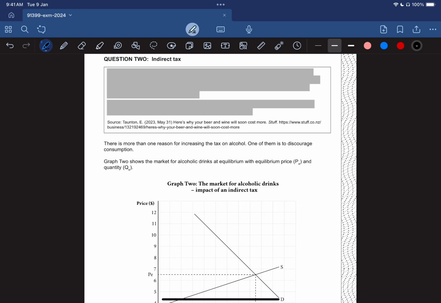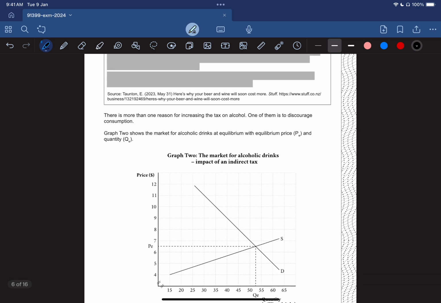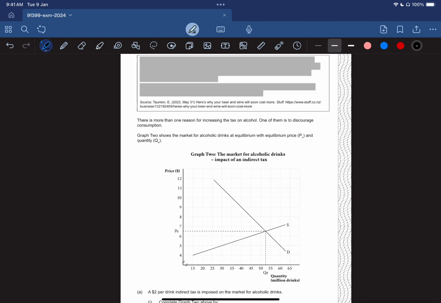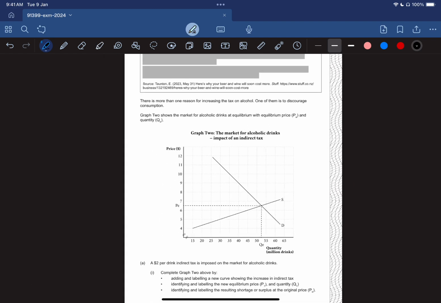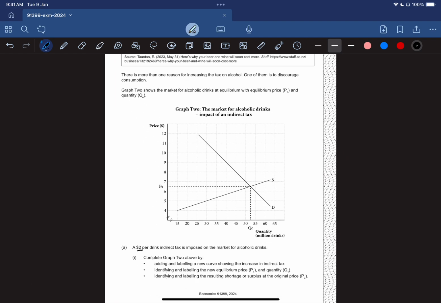Okay, guys, so looking here for question 2, we're looking at an indirect tax, guys. So remembering from our videos on indirect tax, that it's just going to be an increase in the cost of production, which is going to shift up our supply curve. Okay, so they want us to look at a $2 per drink indirect tax. Okay, so that's what we're going to do.